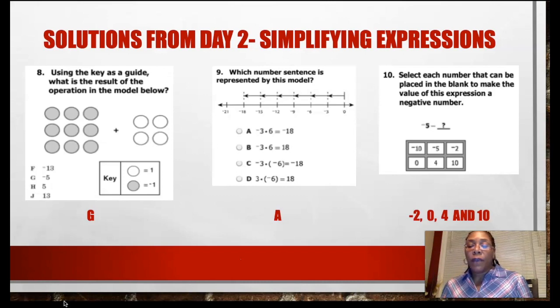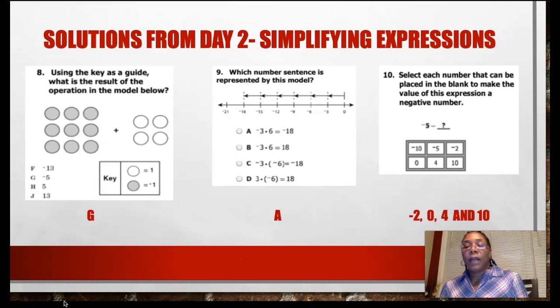Then I have -5 minus 0. A number minus 0 gives me that number back, by the identity property. So that's a -5. -5 minus 4: -5 plus a -4 will give me a -9. That is also a negative number.